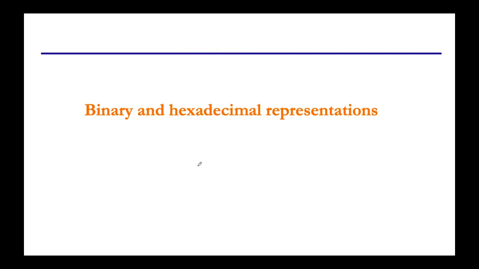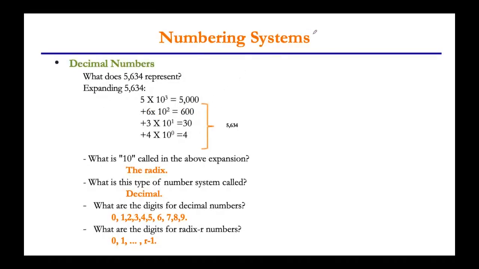Before talking about binary and hexadecimal numbers, we talk about number systems in general. In day-to-day life we find the decimal numbers. So what does a decimal number represent? Here you can see an example: what does 5634 represent? It is a decimal number.